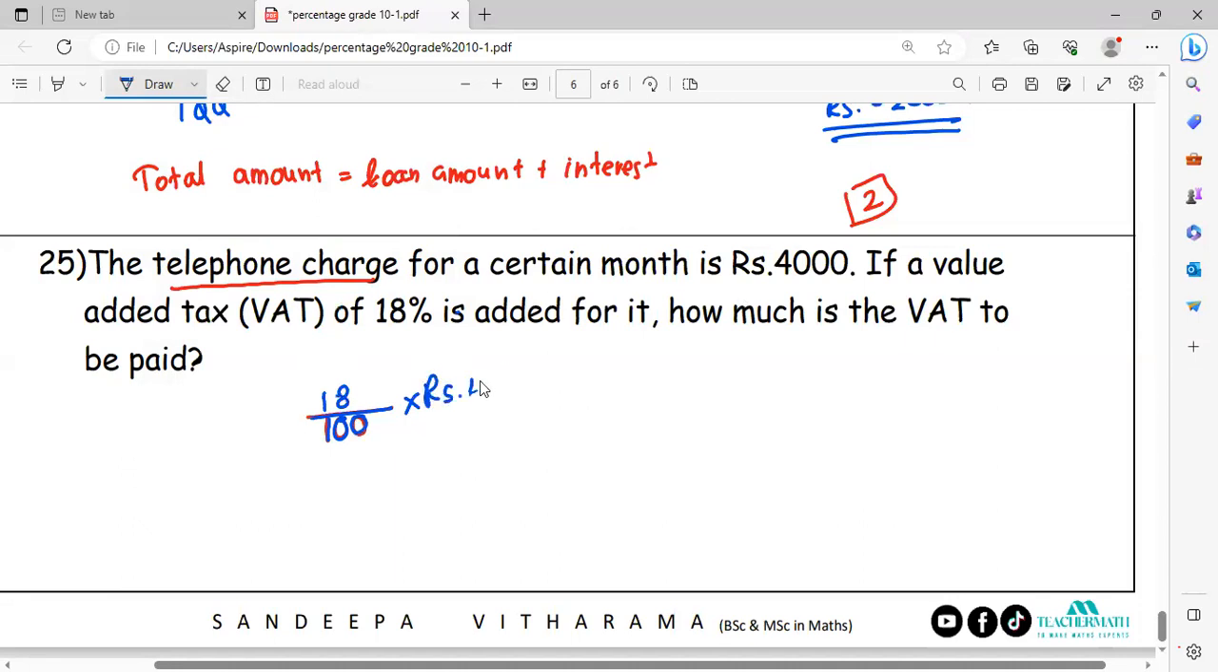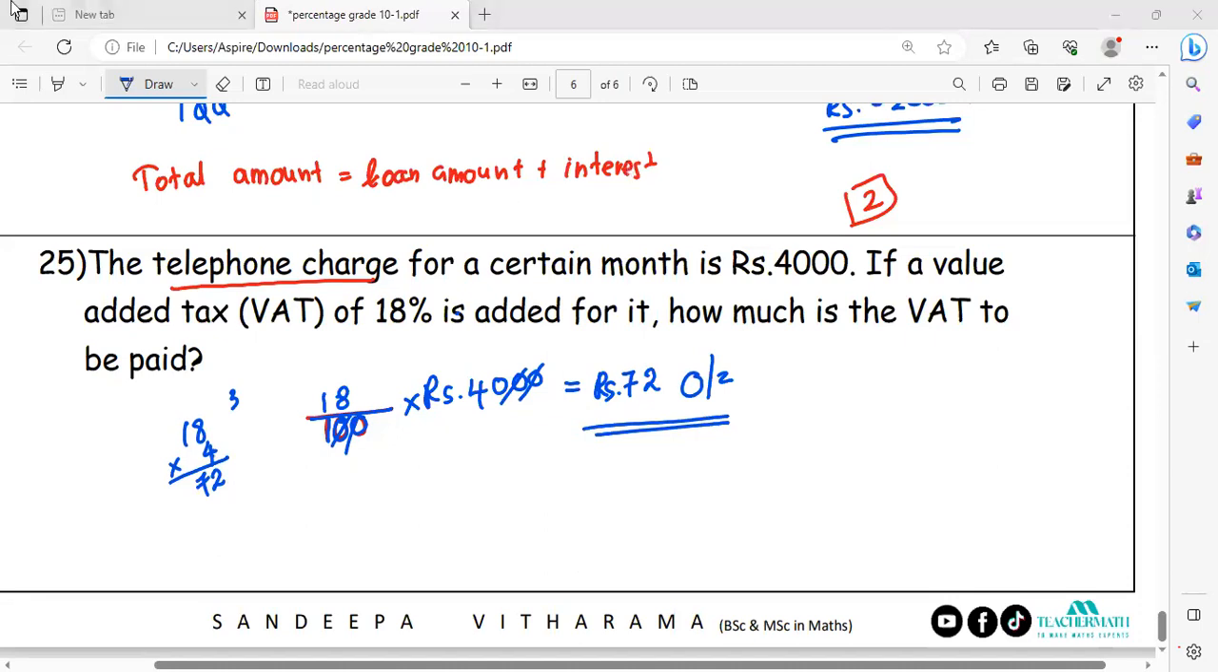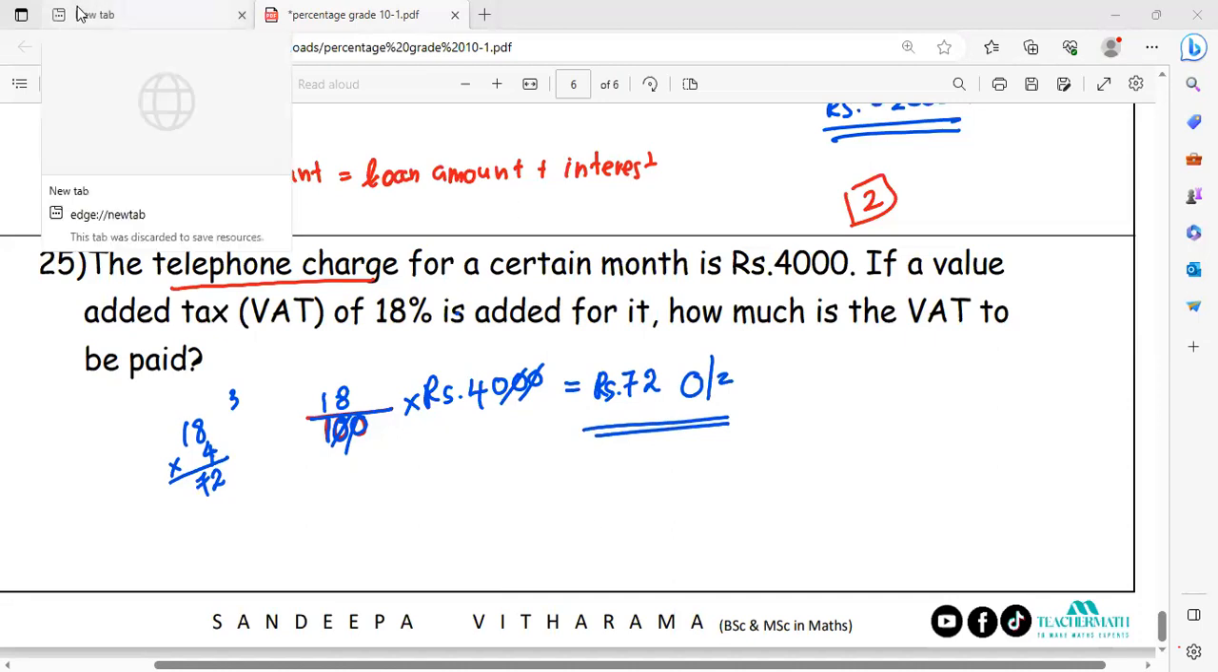18 rupees. If it is 4,000 rupees, what is the amount that should be paid? 0 to 0 cancel, 0 to 0 cancel. 18 into 4: 4 times 8 is 32, 4 times 1 is 4, 4 plus 3 is 7. Then the answer is 720. No? Then this is the answer for the amount that should be paid for the VAT.